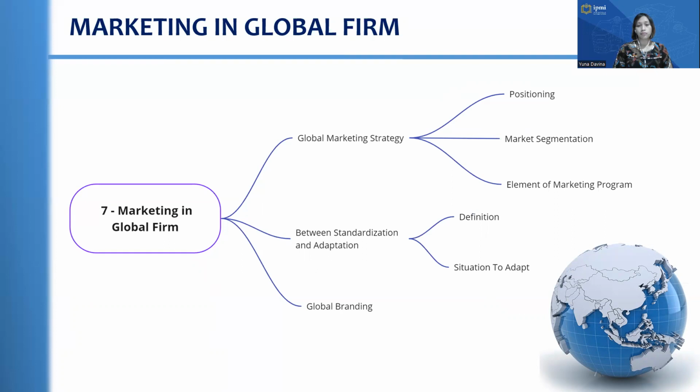And then the elements of the marketing program. When we are talking about global marketing strategy, most of the time, I have to say, the elements of the marketing program need to be flexible, adjusting to the local countries. For example, the usage of the local language for branding, for marketing campaigns, and so on and so forth. Now there are two strategies for these global firms: standardization and adaptation.